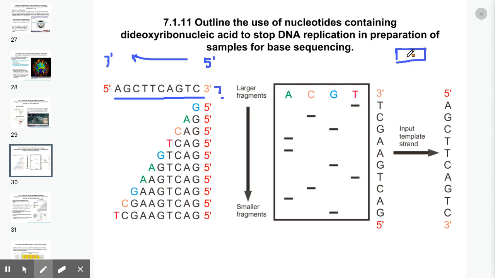So let's pretend that our first dideoxyribonucleic acid is guanine. All right. So guanine comes on here. Oh, look at that. Guanine is going to form a hydrogen bond with its buddy, cytosine.